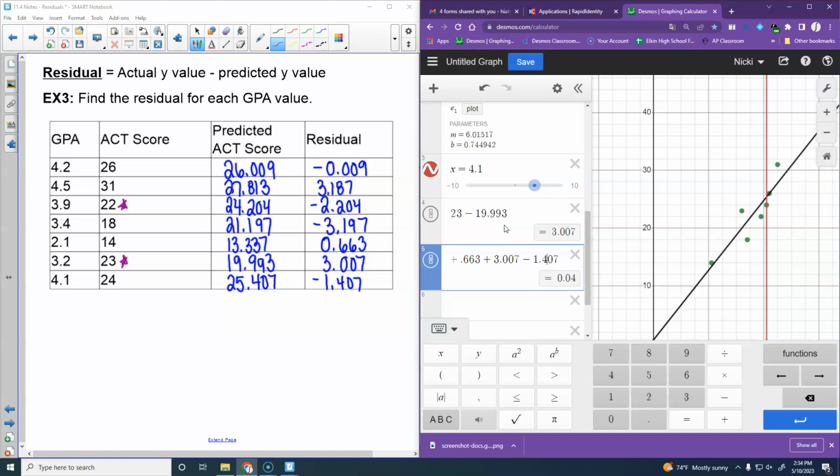All right. Let's see if I typed them in right. Negative 0.009. Is that what you guys got for the first one? 3.187 for the next one. Negative 2.204. Negative 3.197. Positive 0.663. You guys get something different there. What'd you get? 0.623. I thought it was supposed to be 0.